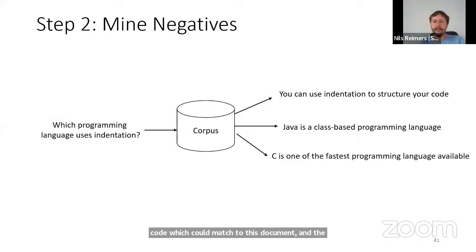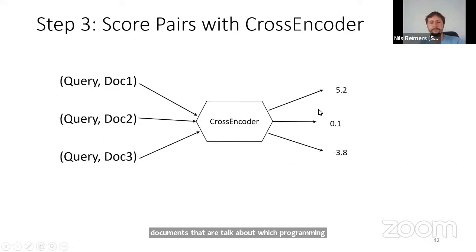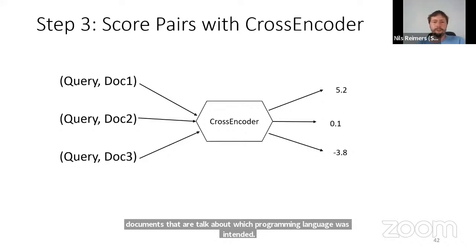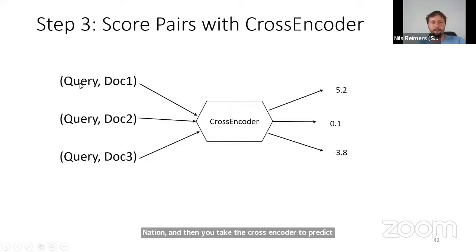Then the second step is the hard negative mining. So you take a question, which programming language uses indentation? You take your corpus of all your documents and run lexical search or bi-encoder search or whatever search you want to find relevant documents that talk about which programming language uses indentation. And then you take the cross-encoder to predict the relevancy. So you combine the query with all the documents you retrieve and predict the relevancy. So here it's not normalized between 0 and 1. It's an unnormalized score. The higher, the more relevant is the document.